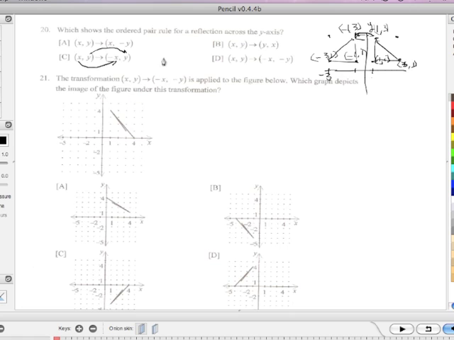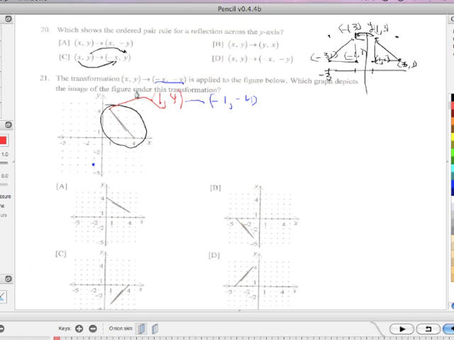Number 21, the transformation xy goes to minus x minus y is applied to this figure right here. I don't know why that's not really much of a figure, but which graph depicts the image of the figure under this transformation? The easiest way to do this is just see these points. This point right here is 1, comma 4. And that would go to minus 1, minus 4, so it would go right here.